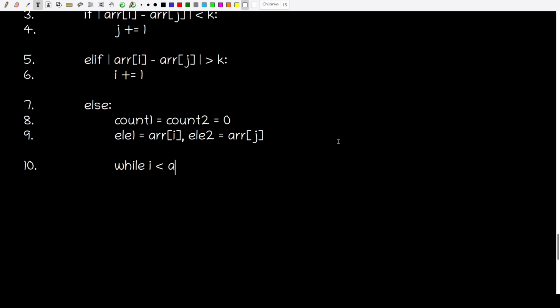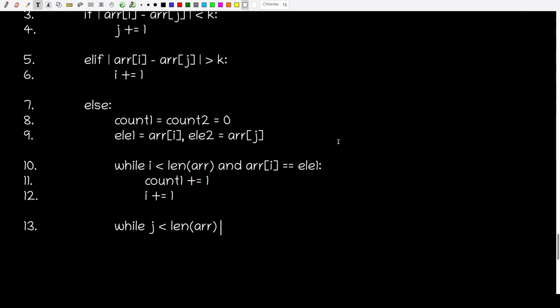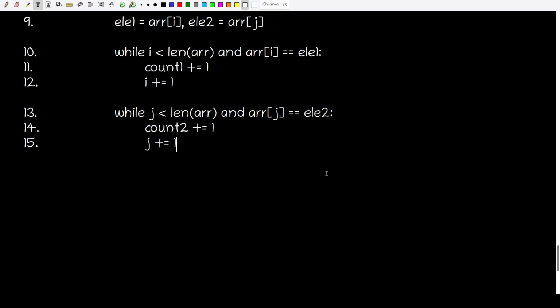While i is less than len of array and arr[i] equals to element 1, in such case, all we have to do is increase our count 1 by 1 and increase our i by 1. Similarly, let us count the frequency of arr[j]: while j is less than length of array and arr[j] equals to element 2, in such case, let us increase our count 2 by 1 and increase j by 1. And in this way, we have counted the frequency of element arr[i] and arr[j].